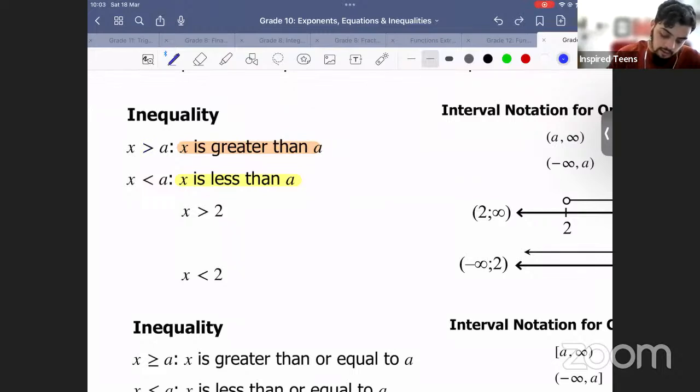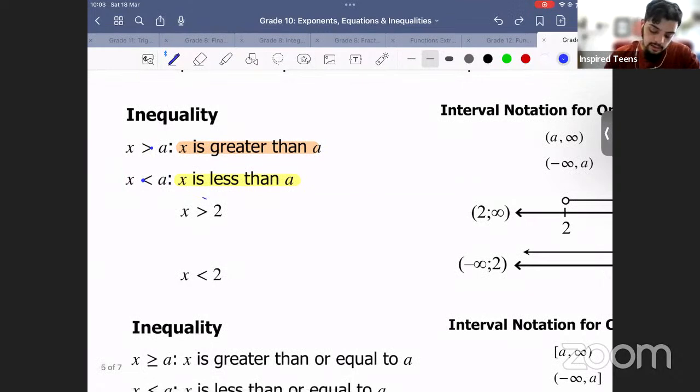Not the pointy side. The pointy side is always less than. Maybe that's the easiest way to remember it if you forget it. The pointy side is always less than, and whichever side the open side is facing, that's the greater than sign. So this here could also be written as a is greater than x, which makes sense. If a is greater than x, then x is less than a.